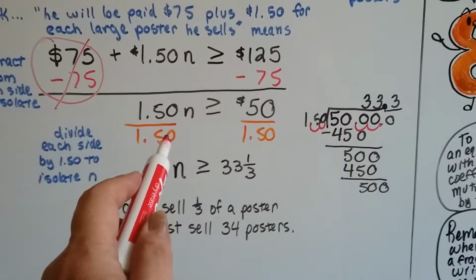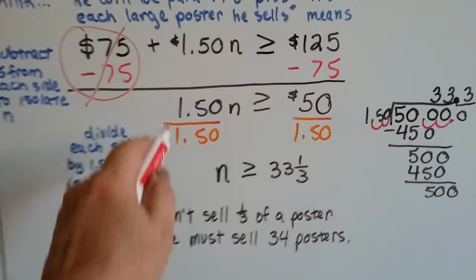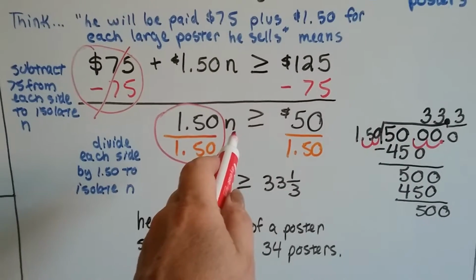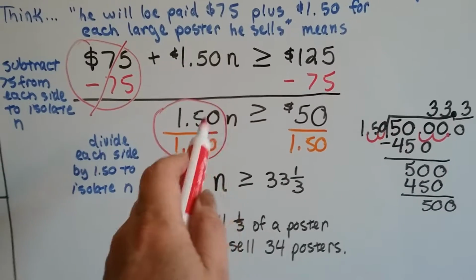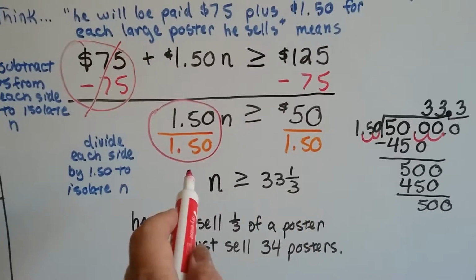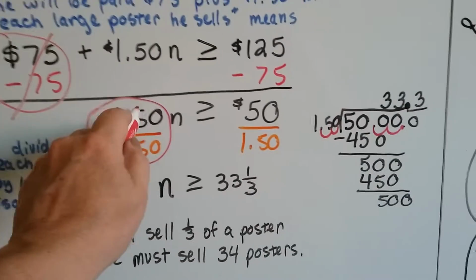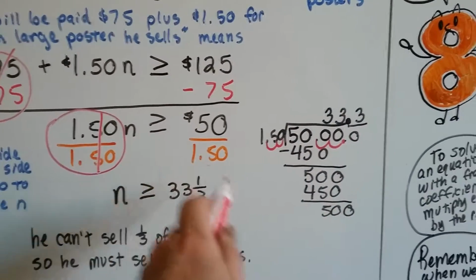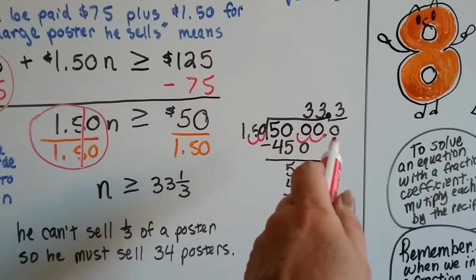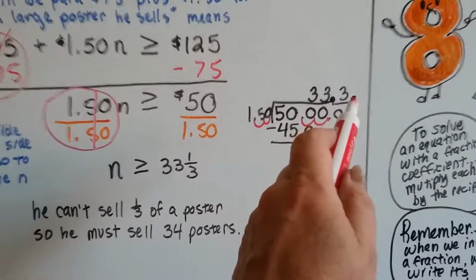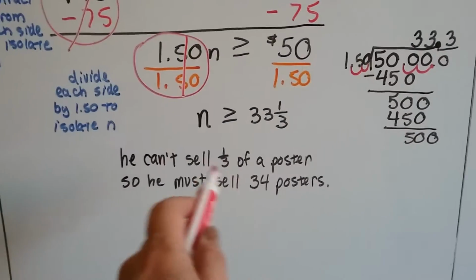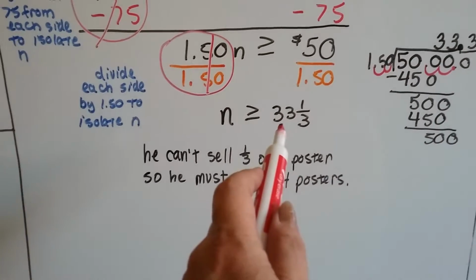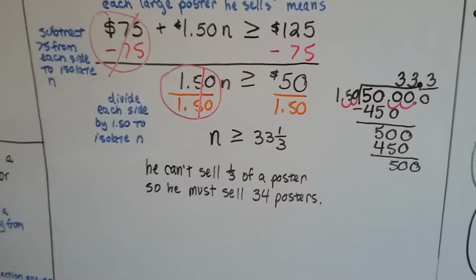So now we need to divide both sides by 150 to isolate this n so it's completely by itself, and because this means multiplication, we're going to divide both sides by 150. So now we created a 1, that's 1n, and 50 divided by 150, I had to move the decimal places over, and it became 33.3 or 33 1/3. Now he can't sell 1/3 of a poster, so he needs to sell 34 posters to make at least $125.